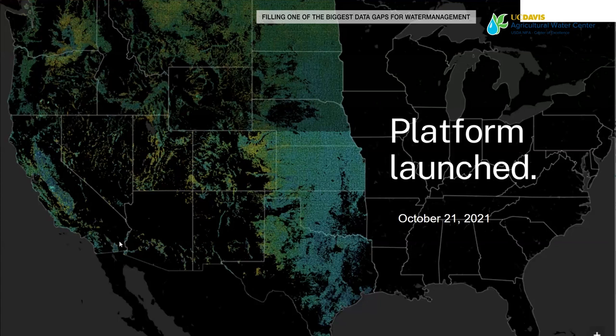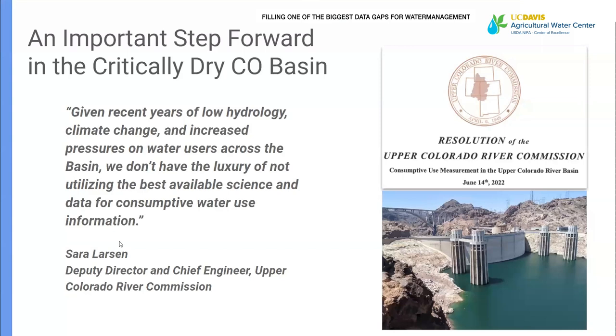Since the platform launched, we've seen some other applications crop up, and I'll just speak to a few of the ones that we're most excited and proud of. This is in the Upper Colorado River Basin. The Upper Colorado River Commission voted recently, I think it was last year sometime, to adopt the use of one of the models, the eeMETRIC model, from the OpenET platform for measurement of consumptive use across the Upper Basin and the Colorado Basin. And that was a really huge step forward from the methodologies that were used in the past, none of which were these satellite-driven methodologies.